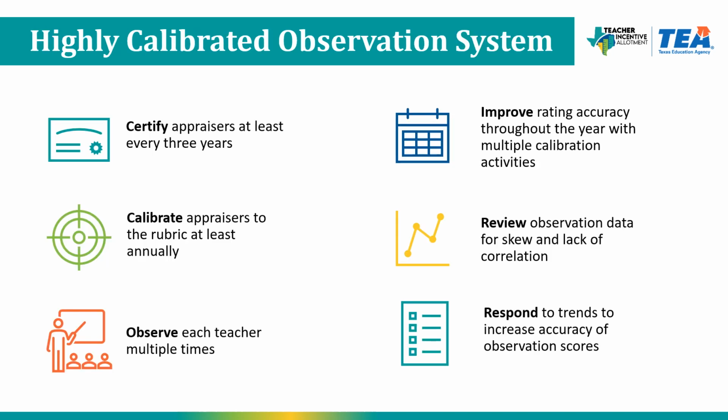All districts, regardless of their size, must have 6 components in place in order to collect valid and reliable teacher observation data. Statutory requirements require appraisers to certify at least every 3 years and they must calibrate at least annually. Best practice includes multiple calibration activities for appraisers and multiple observations or walkthroughs for teachers. Districts are also required to review observation data for skew and correlation with student growth measures. After reviewing data, districts should develop a plan to respond to any trends or skew in the data to help ensure accuracy of observation scores.